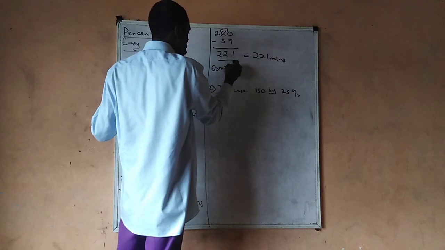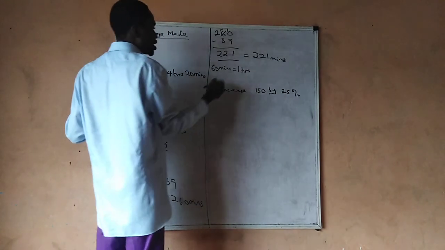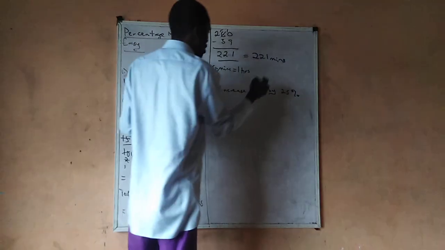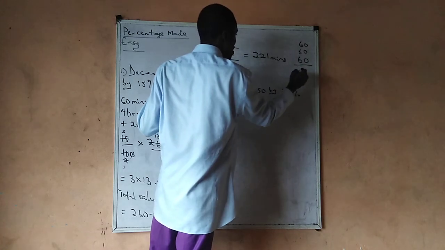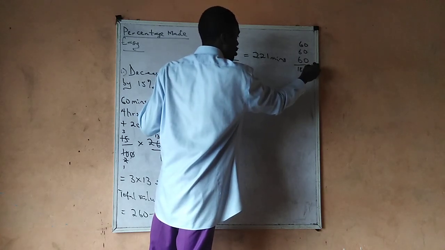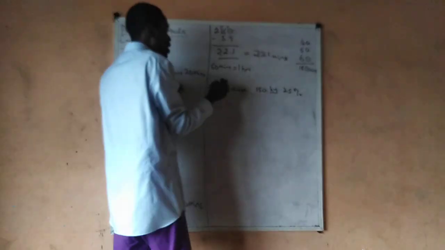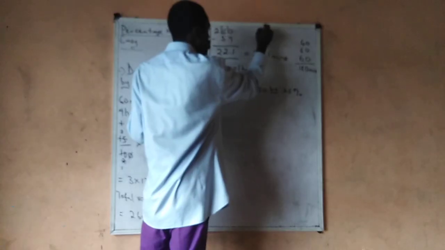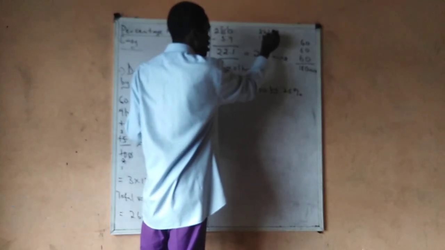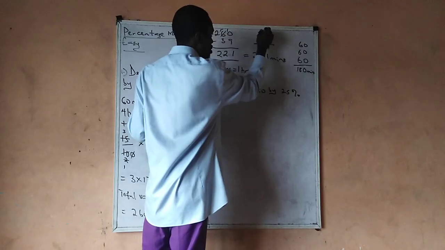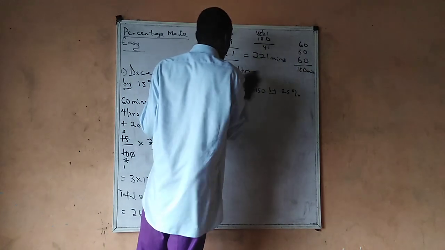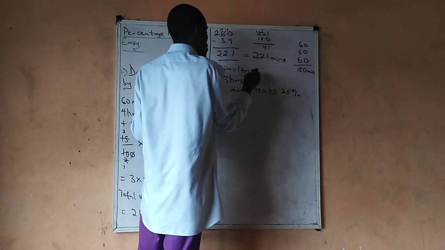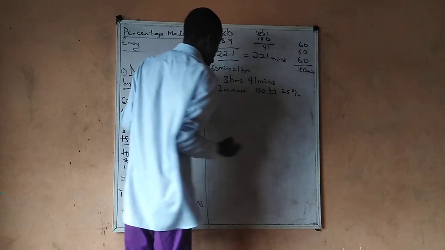60 minutes is equal to 1 hour. So how many 60 is inside of here? So that should be, we have 60, 60, and 60. That's 180. Alright. So if we say 221 minus 180, let's see what that will give us. 1. Borrow 1 here, 1, 12. That's 4. Okay. So that will give us 3 hours 41 minutes.